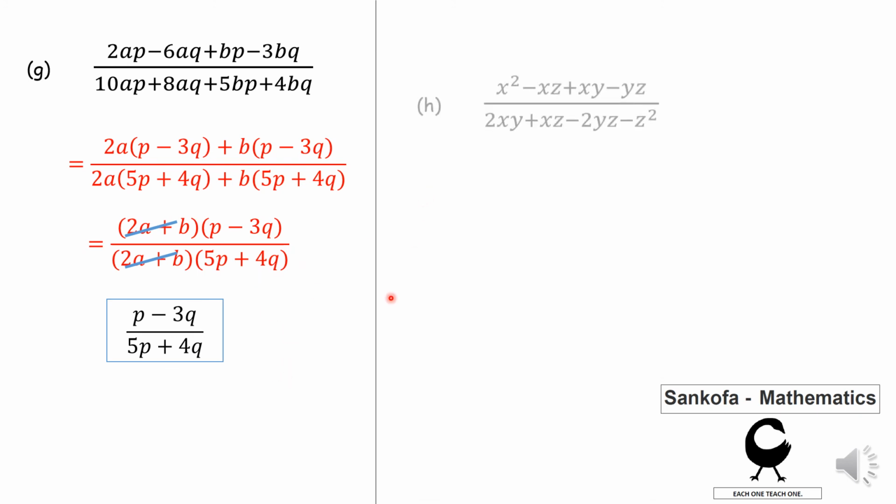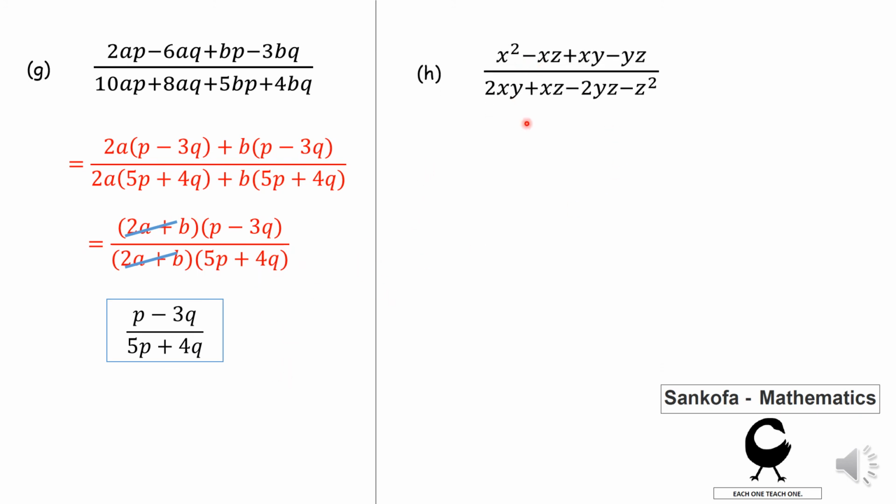I've got one last question where you also have to do the same. So it's grouping because it's 4 terms on the numerator, 4 terms on the denominator. Taking them into pairs, x is common, leaving you with x minus z. y is common, leaving you with x minus z. And then the bottom here, x is common between these two, you have 2y plus z. And z is common, negative z, because it's negative 2yz minus z squared. So you have to take out the z, and you get 2y plus z.